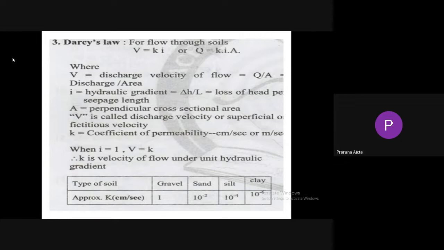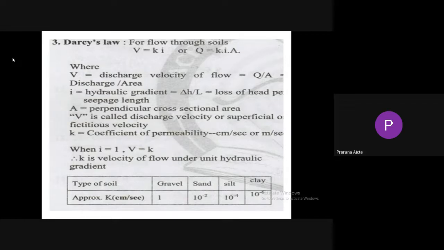Darcy's law says that for flow through soils, velocity is directly proportional to hydraulic gradient. Here v is the discharge velocity of flow, the ratio of discharge by area. i is the hydraulic gradient, delta H by L, the loss of head per seepage length. A is the perpendicular cross-sectional area. v is called the discharge velocity or superficial velocity. K is the coefficient of permeability in centimeter per second or meters per second. When i is equal to 1, v equals K. K is the velocity of flow under unit hydraulic gradient.